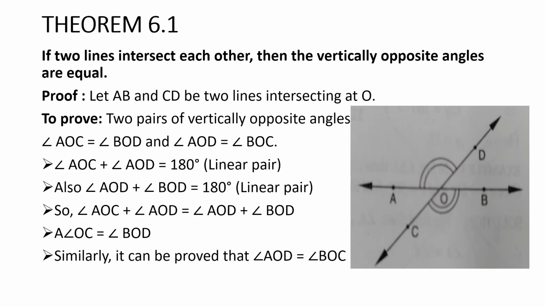So first, angle AOC and angle AOD. You can see they form a linear pair, correct? So their total measure will be 180 degrees. Similarly, angle AOD also forms a linear pair with angle BOD. So angle AOD plus BOD will also be equal to 180 degrees. Now since both are 180 degrees, equate them. So you will get AOC plus AOD is equal to AOD plus BOD. Hence, angle AOC and angle BOD will have the same measure. Similarly, you can also prove that angle AOD and angle BOC will also have the same measure.